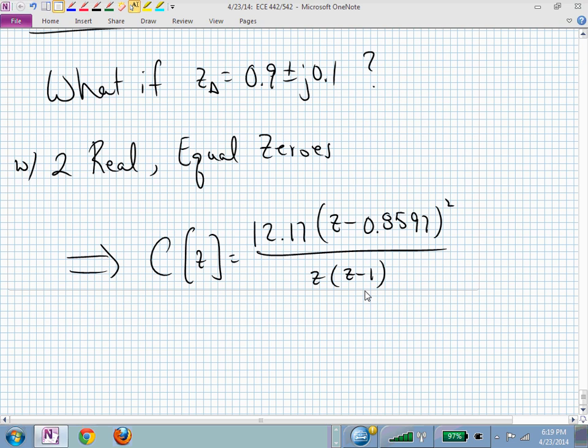Can you guess what happens with that controller? Ooh, didn't work. The reason that's not working is we're trying to really bend that root locus over quickly from the point z equal 1, and we're starting with two branches.